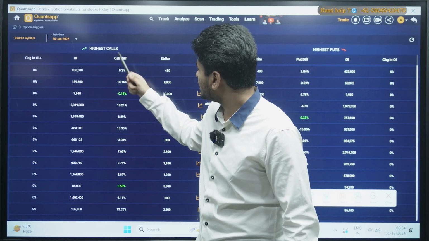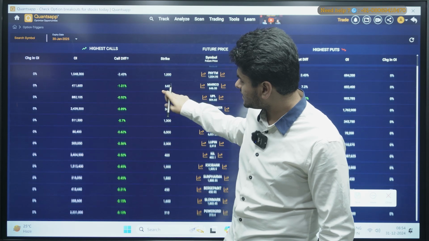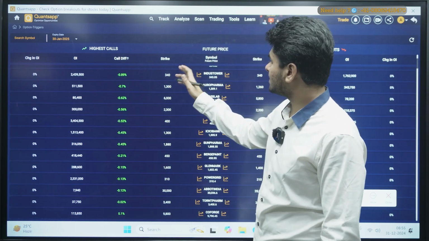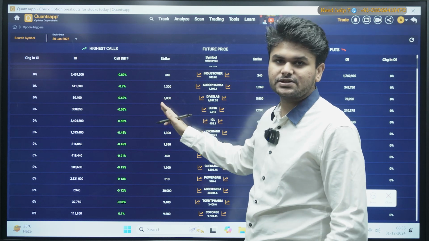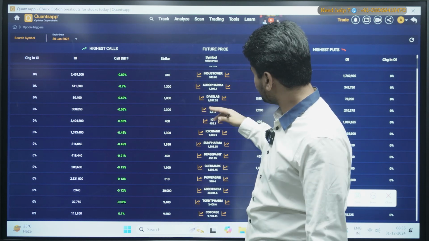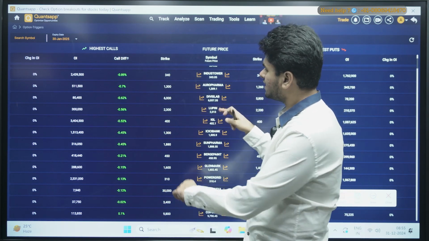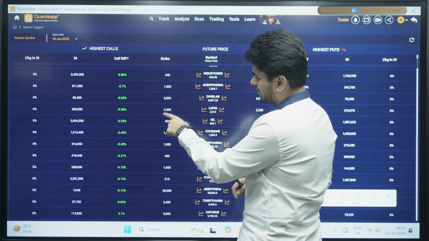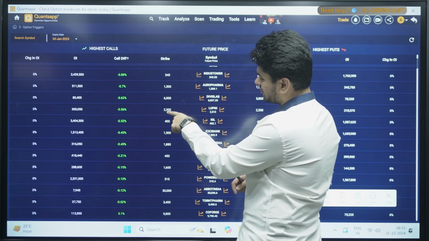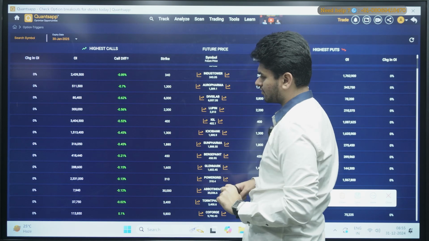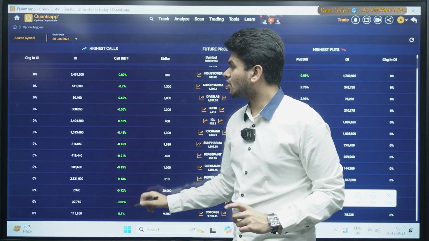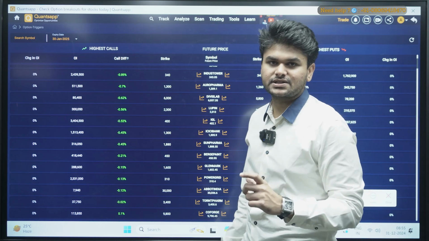Okay, so we can sort it by call difference, and the call difference is basically the difference between the strike price or the resistance level and the current market price. So you can see if we talk about Divi's Lab, we are seeing the 6,000 level being broken. If we are seeing Lupin, we are seeing the 2300 level being broken out. So these are the indications you can take, that these are the stocks which have broken out of their resistance level.